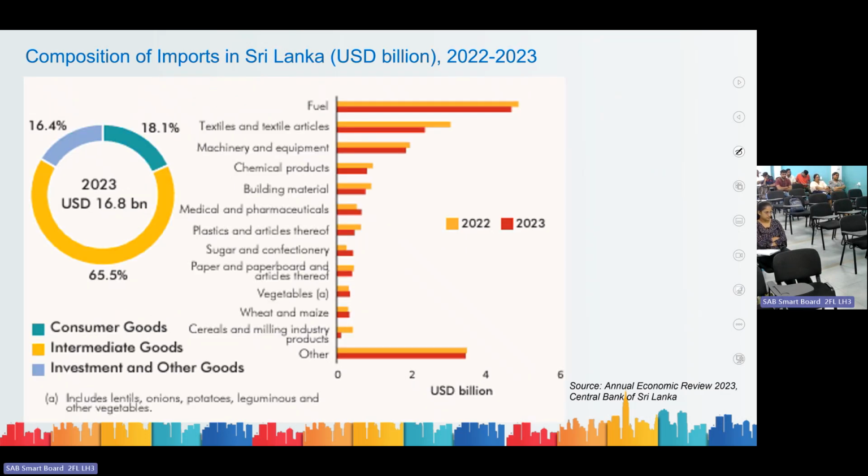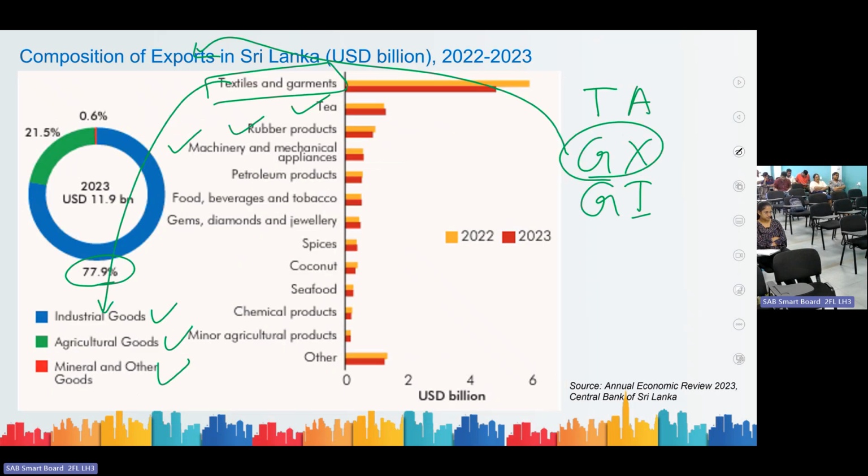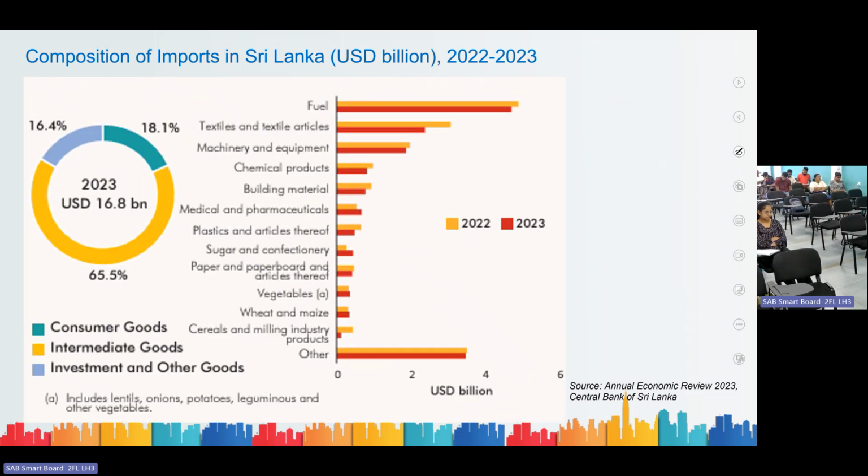The next figure is about goods imports. As I told you earlier, the trade account has two parts. The trade account reports both goods exports and goods imports. The previous picture is about goods exports, and the next picture is about goods imports.